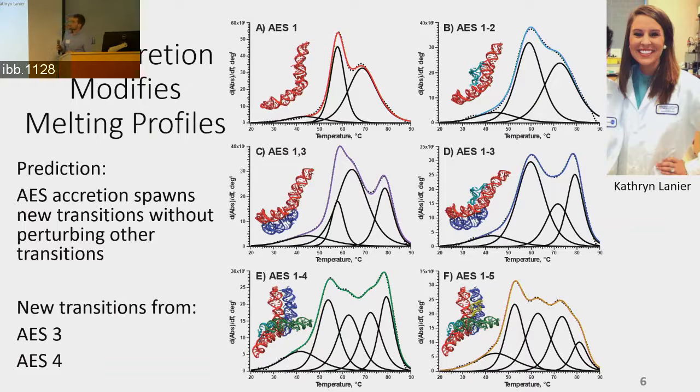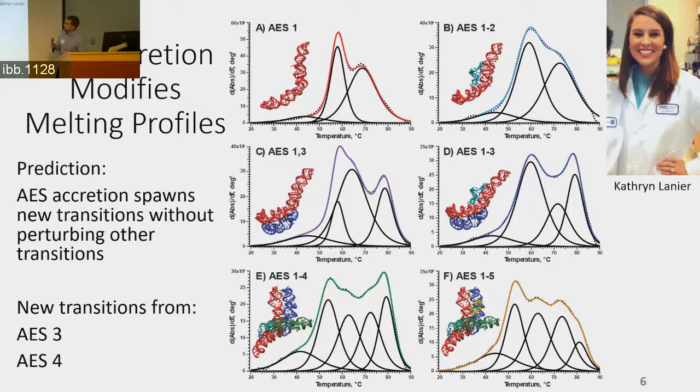If we consider this melting profile, it looks like we have two major transitions. We suggest that these two transitions correspond to the two helical regions within AES1. As I mentioned earlier, we're looking at these transitions as a proxy for the structure in these RNA elements. Our prediction based on the accretion model is that because we're adding structure on top of structure, we should see new transitions appearing with these accretion events.